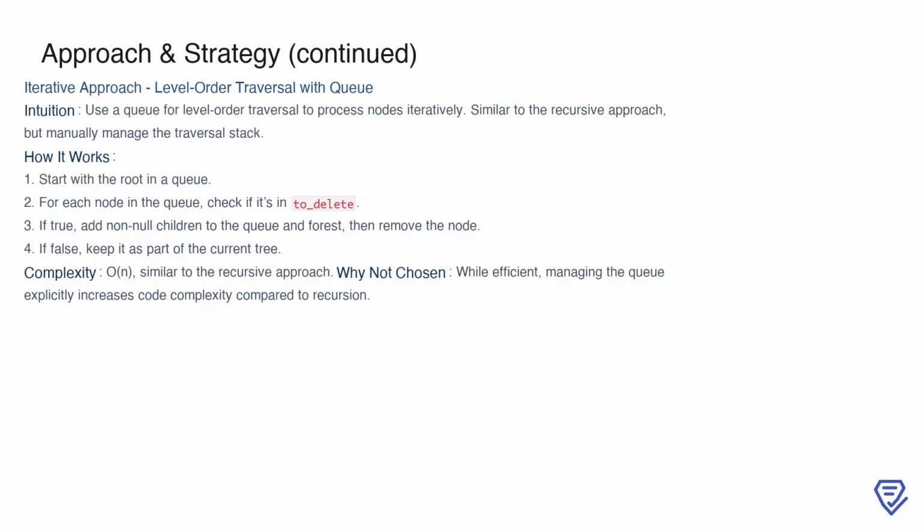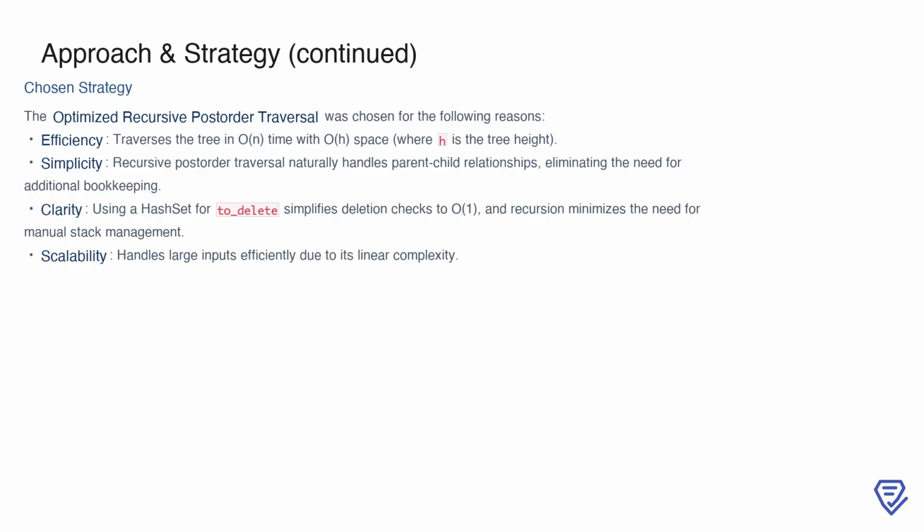This method achieves the same O(n) complexity as the recursive approach. However, it introduces additional complexity in terms of managing the traversal explicitly with a queue. While functional, this manual management can make the implementation harder to understand compared to recursion, which leverages the call stack for traversal. The optimized recursive postorder traversal was chosen as the final strategy due to several key advantages.